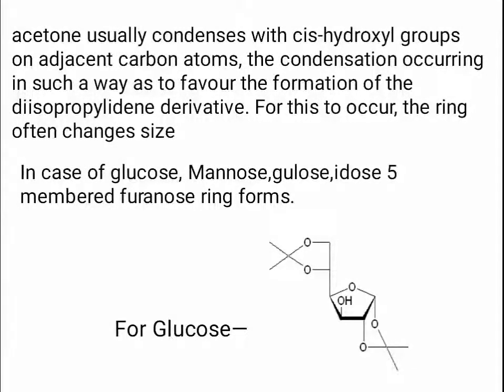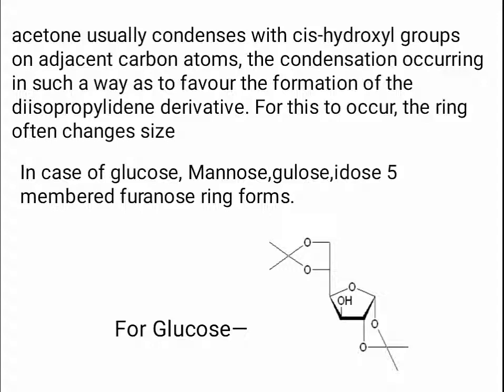Acetone usually condenses with cis hydroxyl groups on adjacent carbon atoms, the condensation occurring in such a way as to favor the formation of the diisopropyl derivative. For this to occur, the ring often changes size.